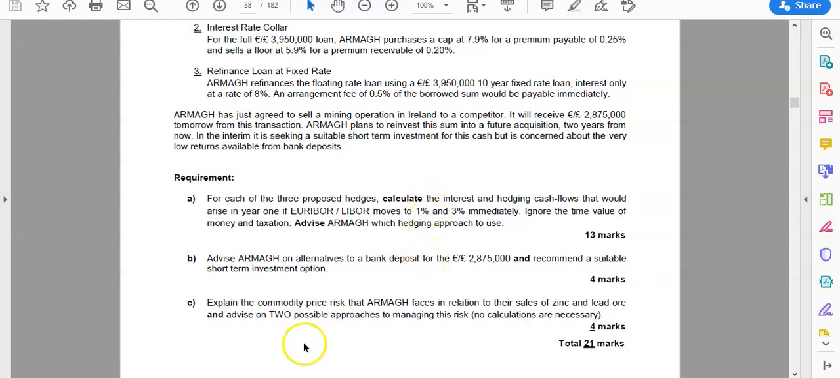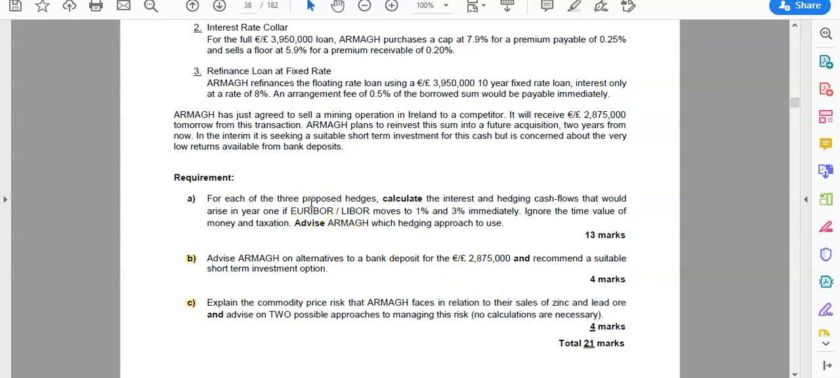And then there was also a relatively under-examined one in SFMA, commodity price risk. And they asked you a narrative question around that. So the first key thing I would highlight is a lot of students should have been savvy and done Part B and Part C first. 8 marks out of 21. Get the narrative marks, the low-hanging fruit, before you start into the detailed calculations.